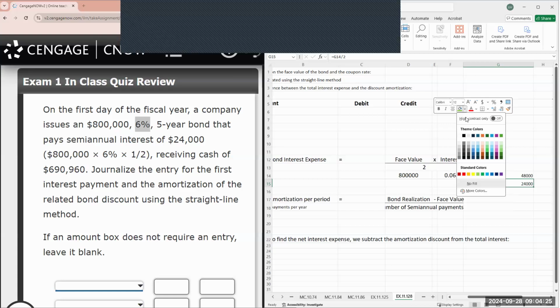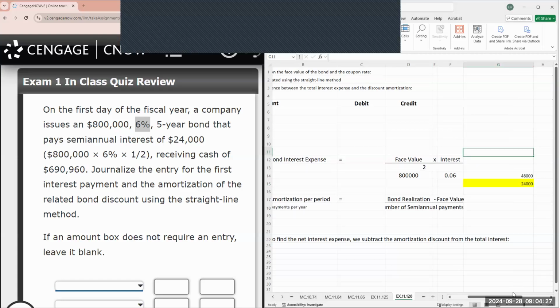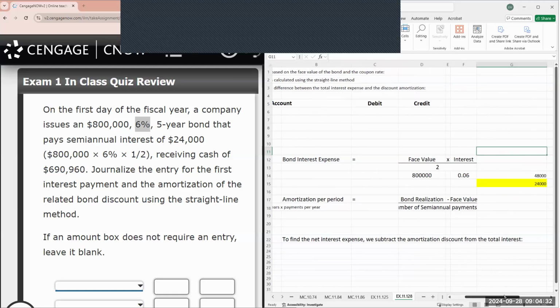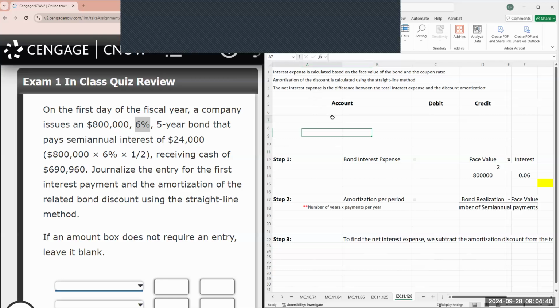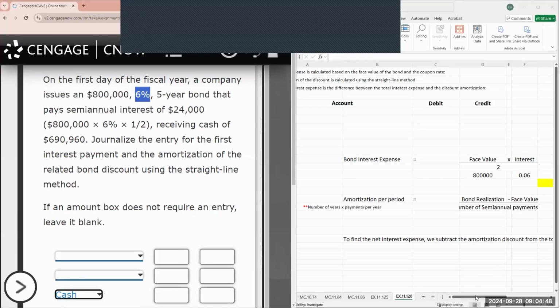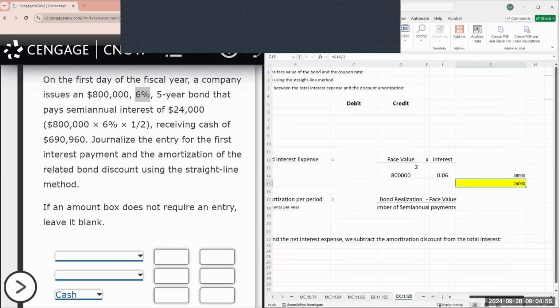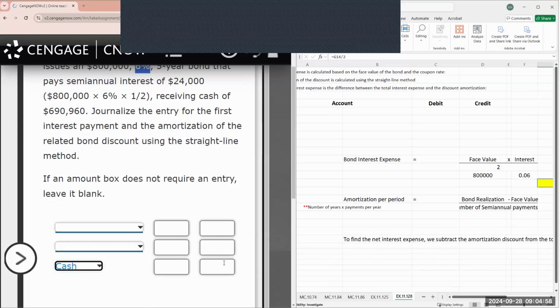So this 24,000 is going to be used. Next, we factor in the amortization period, which is the bond amortization. Well, here's one thing we know. So we'll scale back up with this problem. And one thing we know for sure is that we're paying cash. So we know based on the calculation that we just did, $24,000 in cash is going to be paid. So we credit the cash for $24,000.